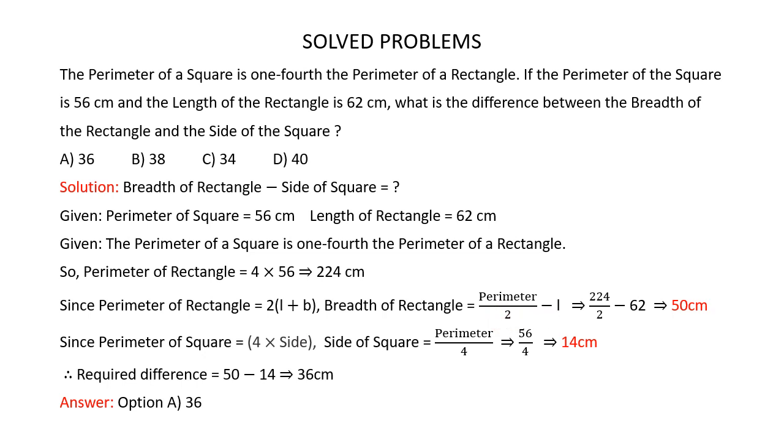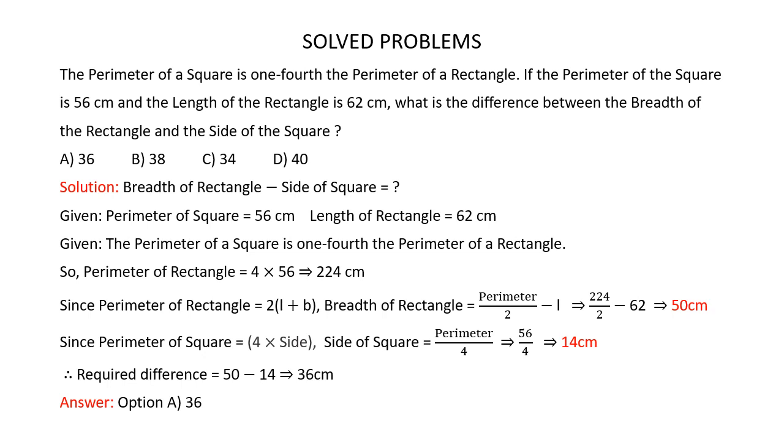Now we know the perimeter of the rectangle is 224 centimeters and length of the rectangle is given as 62 centimeters. Substituting these values in the equation here, we get breadth of the rectangle is equal to 224 divided by 2 minus 62, which is nothing but 50 centimeters. So breadth of the rectangle is equal to 50 centimeters. Now let's find the value of the side of the square.